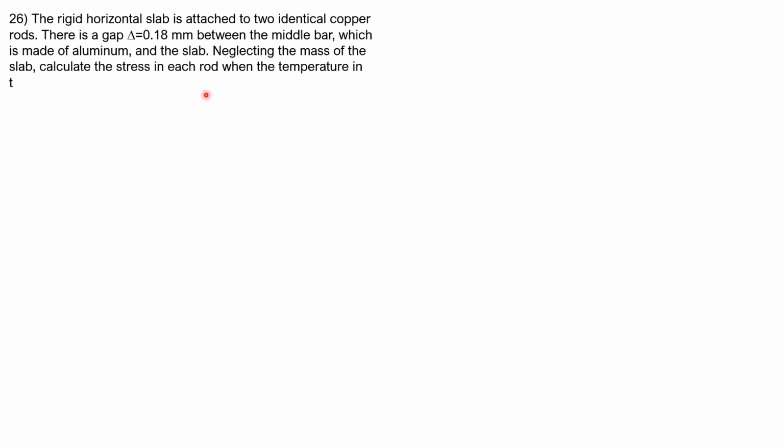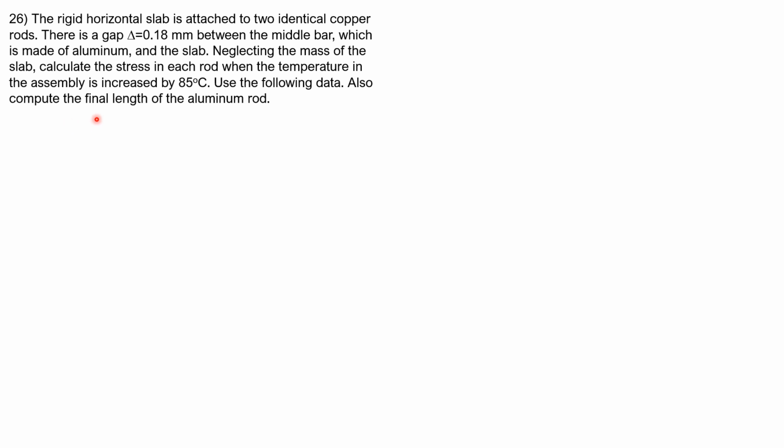For problem 26, the rigid horizontal slab is attached to two identical copper rods. There is a gap delta of 0.18 mm between the middle bar, which is made of aluminum, and the slab. Neglecting the mass of the slab, calculate the stress in each rod when the temperature in the assembly is increased by 85 degrees Celsius. Use the following data. Also compute the final length of the aluminum. So this is the data.